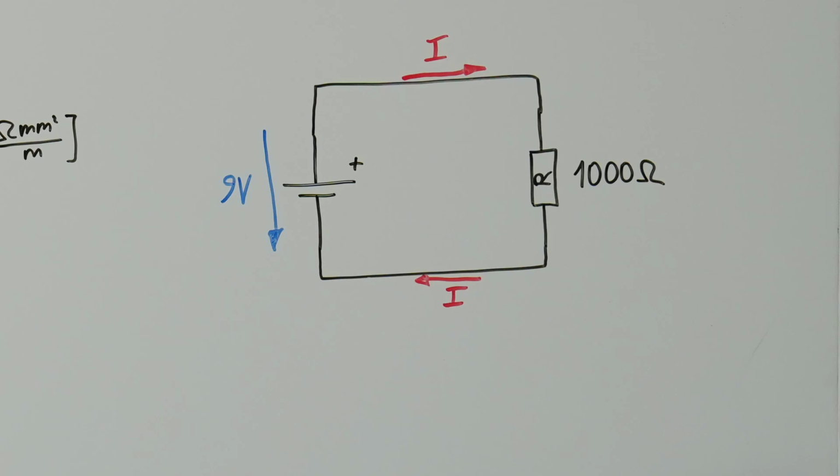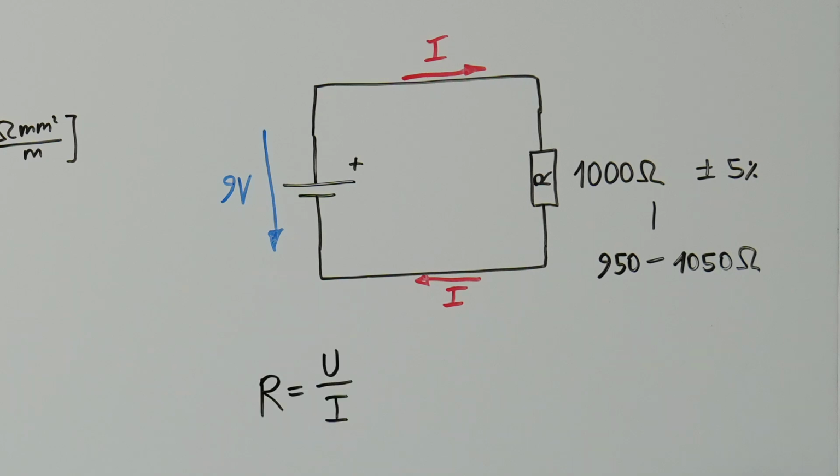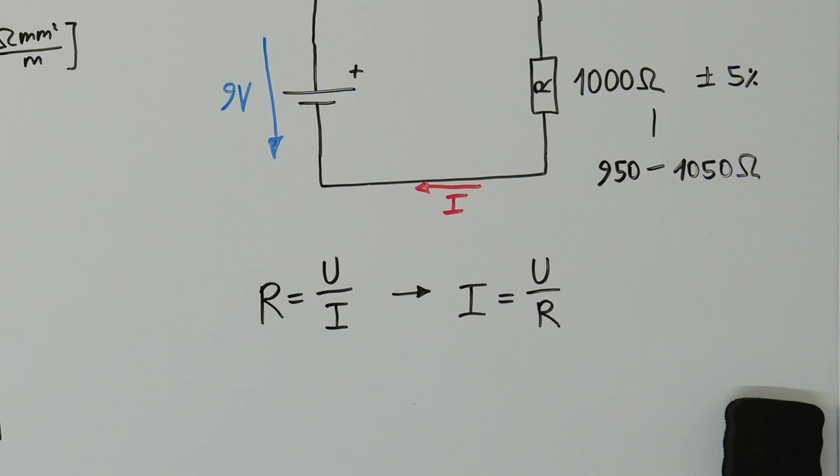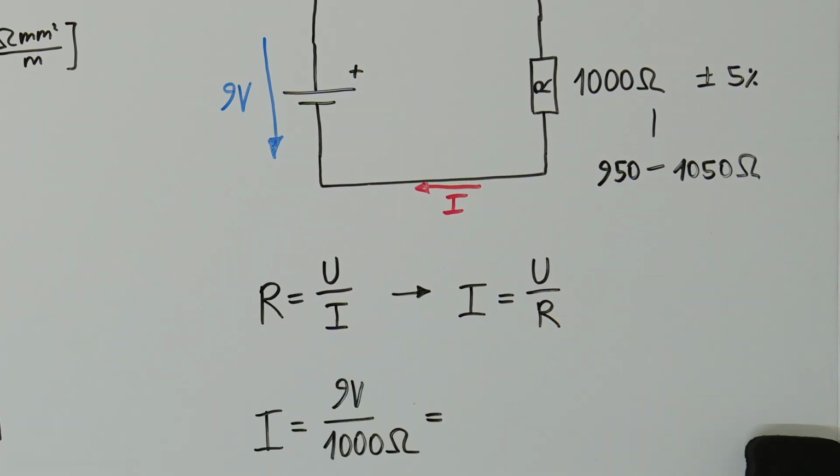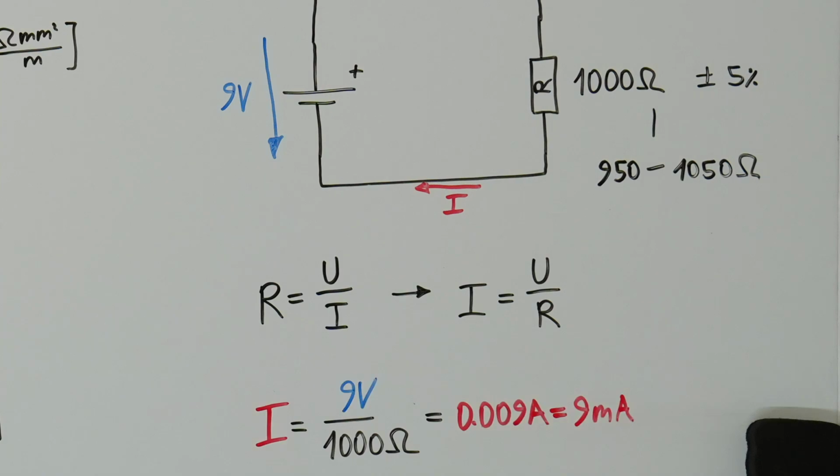The gold ring represents the deviation, which is plus minus 5%, so we expect the resistance value to be within 950 to 1050 ohm. If we want to know how much current is flowing in our circuit, we have to reformulate Ohm's law to output the current. I is equal to U over R, which is equal to 9 milliamps. So a voltage of 9 volts over a resistor of 1000 ohms results in a current of 9 milliamps.